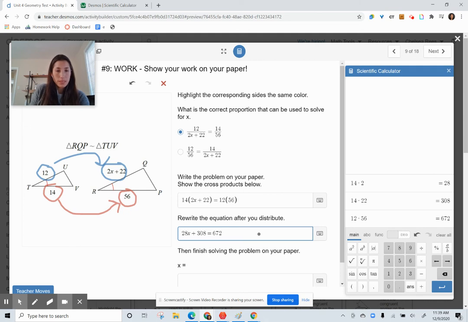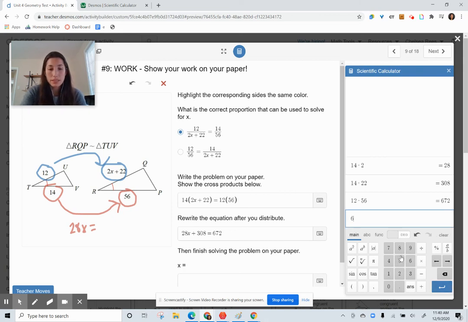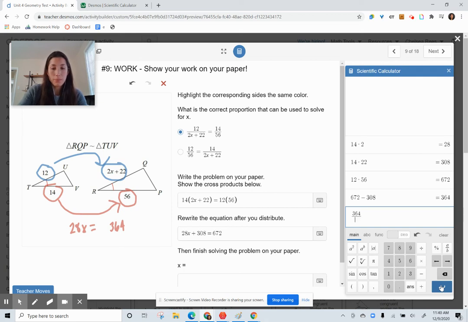So now if we write this out here on the side, the first thing we would want to do is subtract 308 on both sides. So 28x equals 672 minus 308, and that's going to be 364. And then our last step would be to divide by 28 on both sides. So that 364, we'll divide that by 28, and x would be 13.